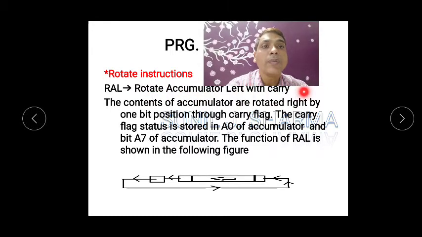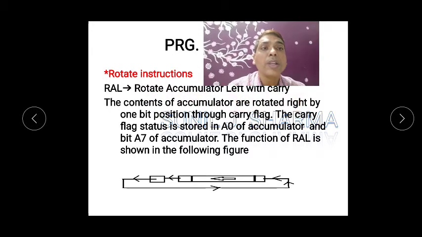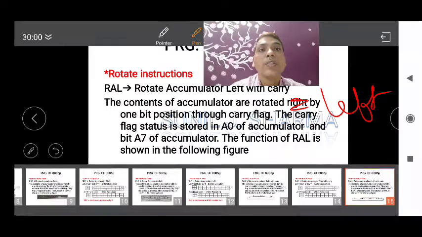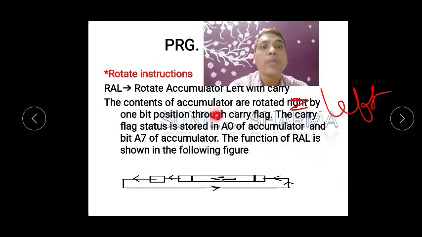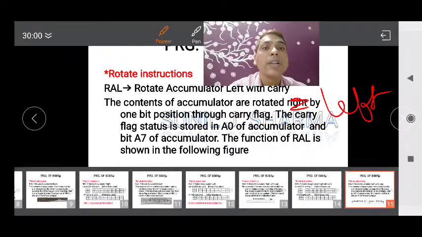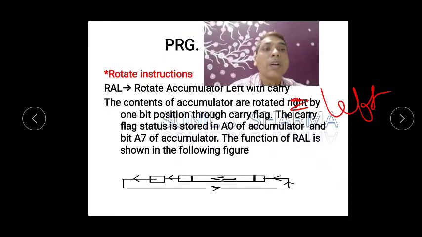Rotate accumulator left with carry. The contents of the accumulator are rotated, so this has to be left, by 1 bit position through carry. The carry flag status is stored in A0, and the value of A7 will be changed. Like this, the value of A6 and all, everything moves towards the left side.